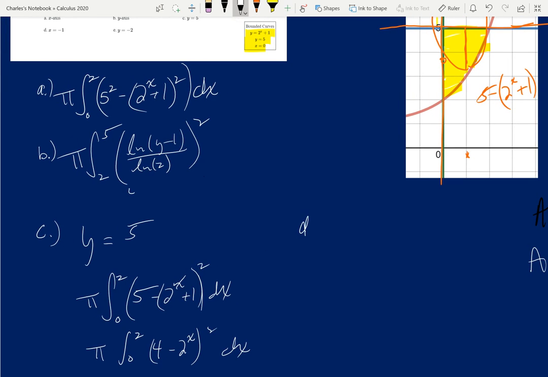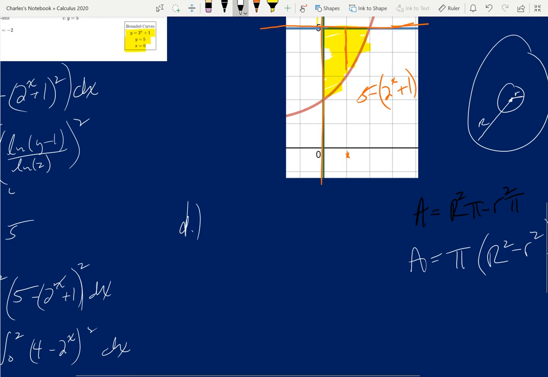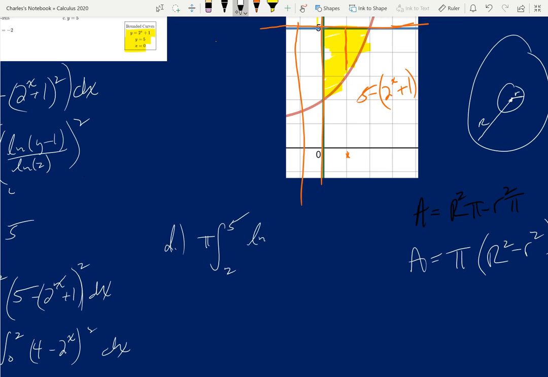When I do d, these are just becoming different variations of other ones. But when I do d, what you should notice is that now it's x is equal to negative 1. Okay, so I want pi times the integral as y goes from 2 to 5 of natural log of y minus 1 divided by the natural log of 2, plus 1, squared, dy.